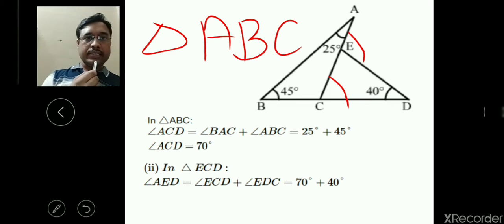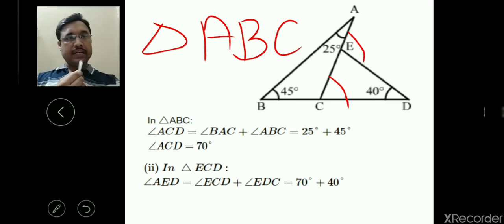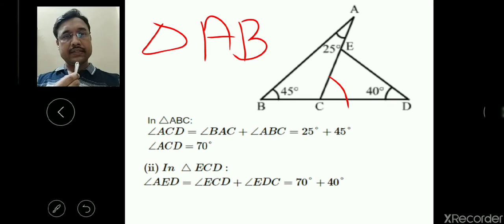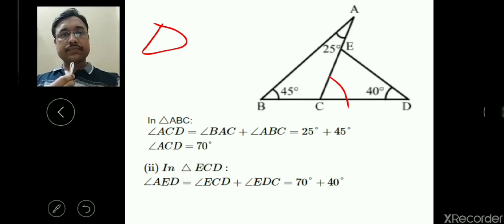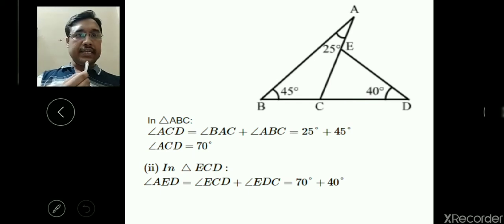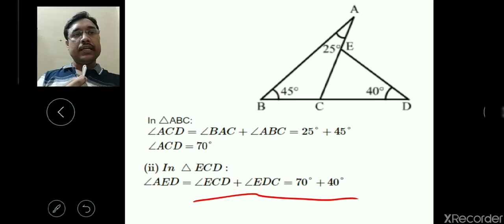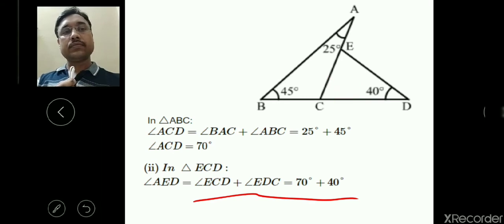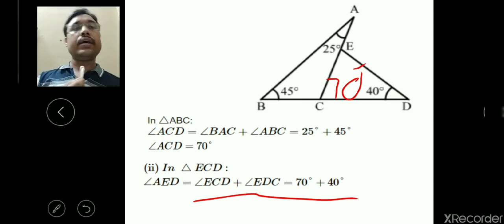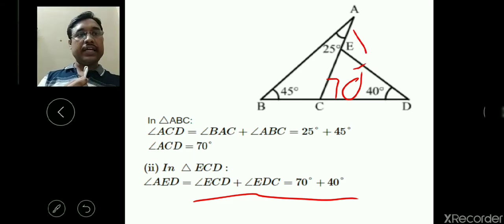Then we can do it like this. In triangle ECD, for that you have to see the next triangle ECD. See the diagram? In triangle ECD, the angle ECD and EDC you have to add. Just now you have got that this angle ACD is 70 degrees. So 70 plus 40, this AED you will get, that exterior angle.